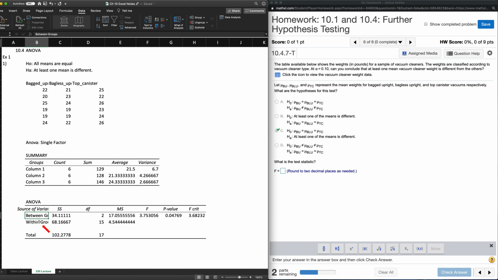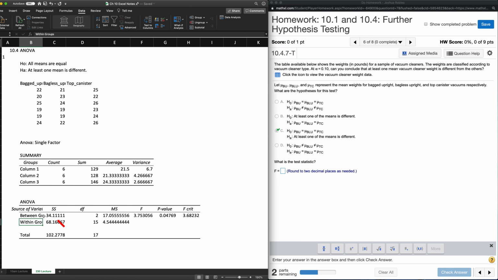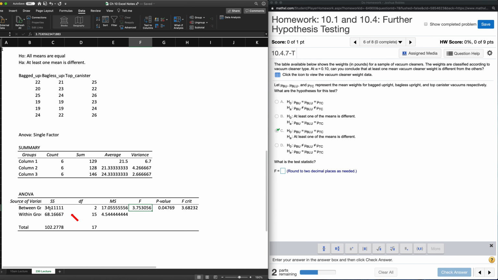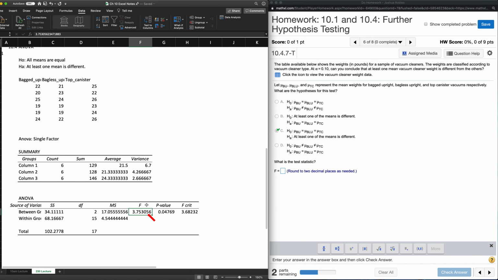And this between versus within is how ANOVA is calculated. And essentially one of these calculations becomes the denominator and one of them becomes the numerator of this F test statistic. So this is the test statistic that we're looking for.